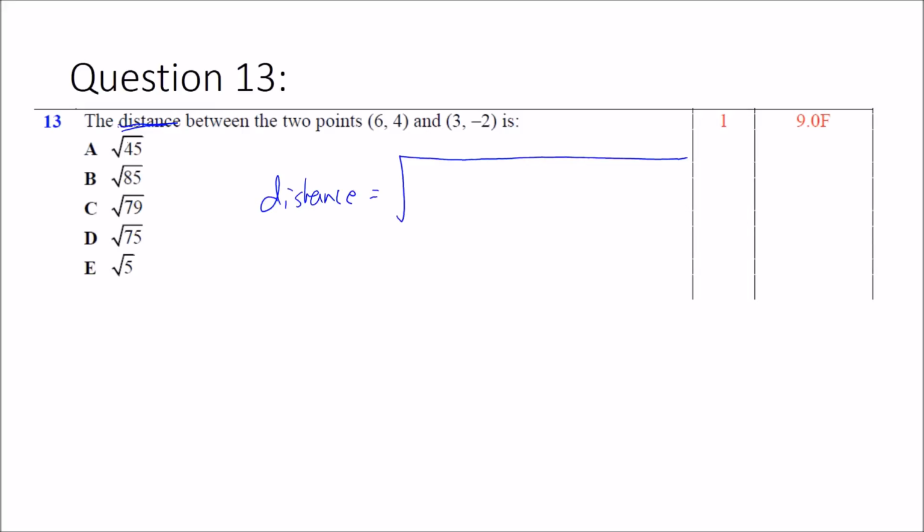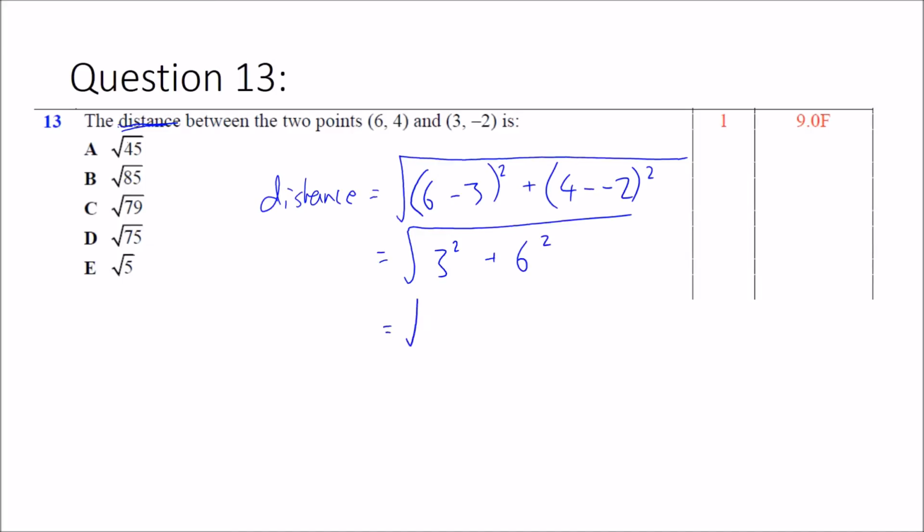Okay, so all we've got to do, if I'm working out my rise first, is 6 minus 3 squared plus my run squared, which is 4 minus 2 squared. Now you've just got to be careful here again of your directed numbers. So 6 minus 3 is easy, that's 3 squared. Now 4 minus 2 is 6 squared. And we add those up. 3 squared is 9, 6 squared is 36, and we get the square root of 45. So our answer is A.